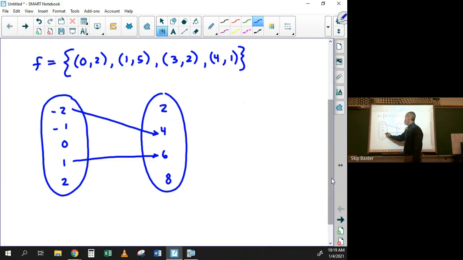And then maybe you have an arrow going from 1 to 2. Maybe that's the whole thing. Well, in this case, it's not a function, right? Because you have an x value that's being used more than once. The point (1, 2) is included in this function, and the point (1, 6) is included in this function. So in this case, you'd say this is not a function.